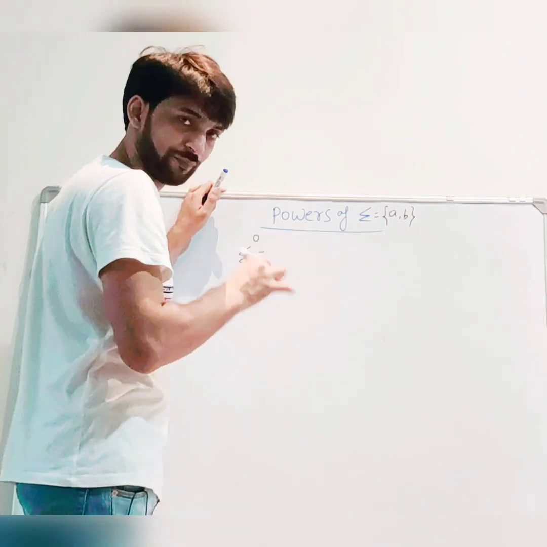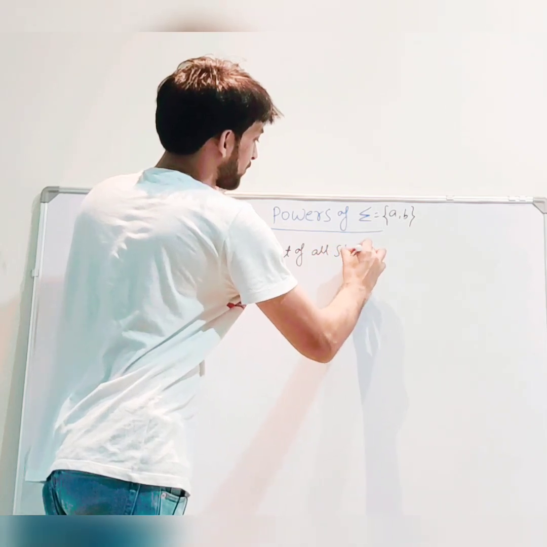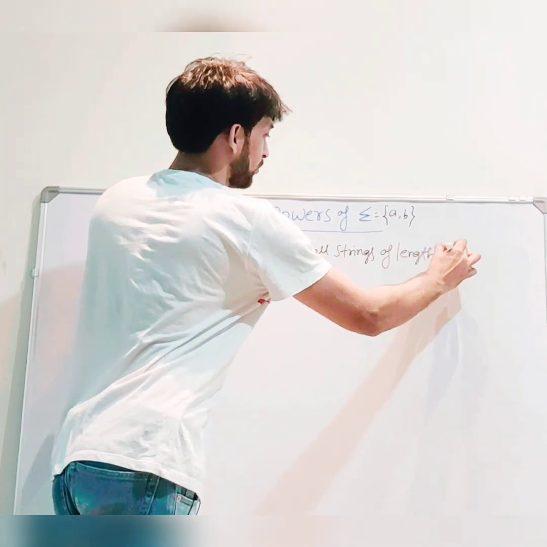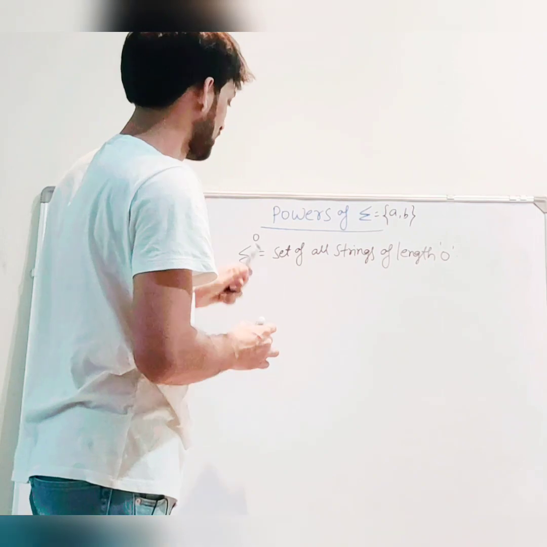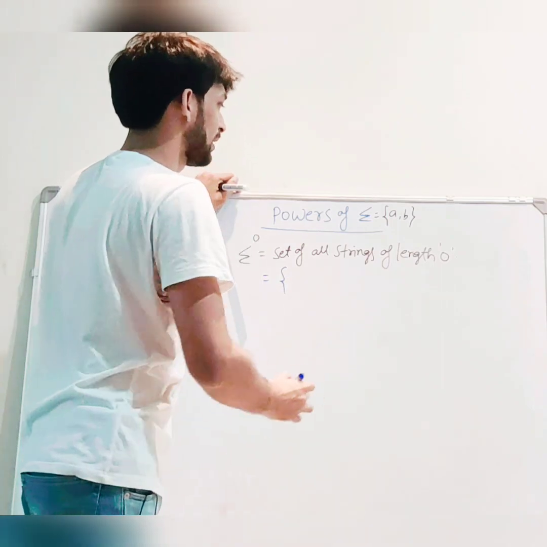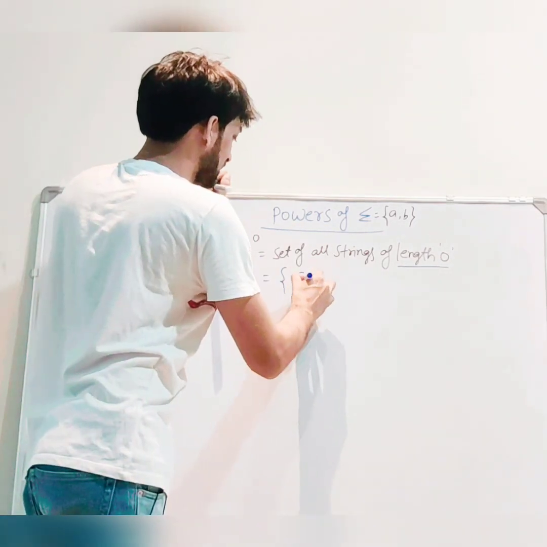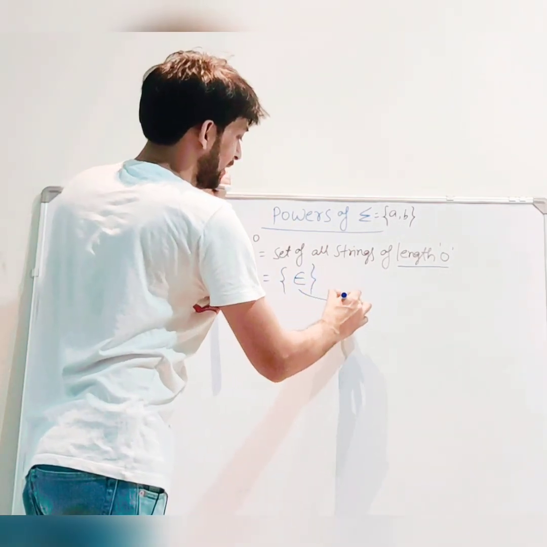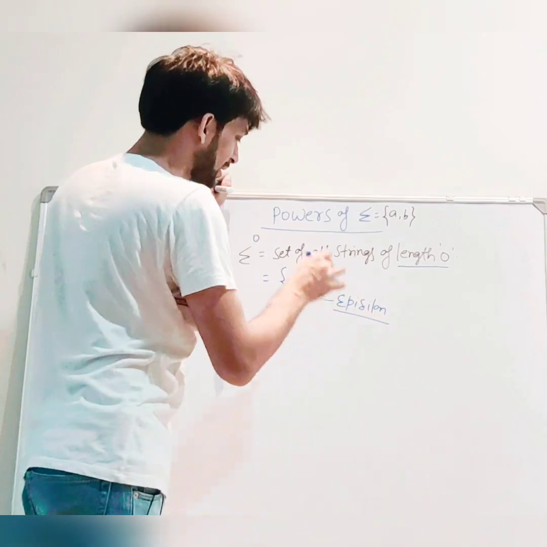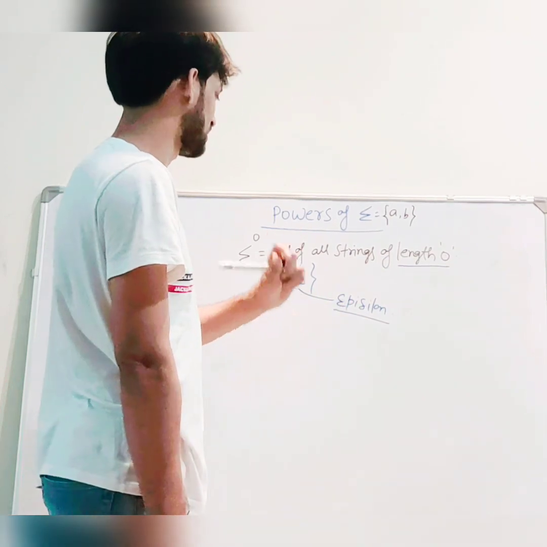What does it mean? It means the set of all strings of length 0. So length 0 means a 0 length string, and that can be represented by a symbol called epsilon. Epsilon is nothing but a 0 length string. Remember that. Epsilon is nothing but a 0 length string.